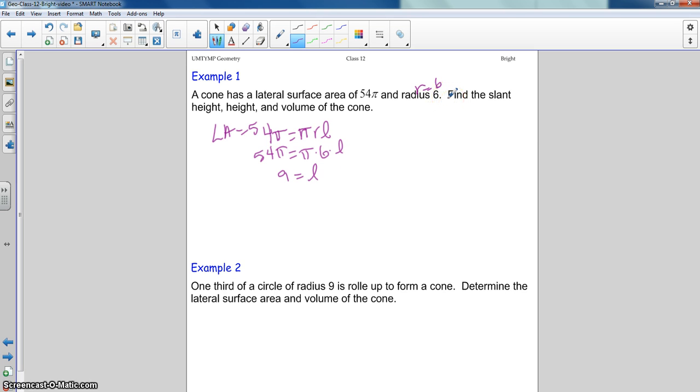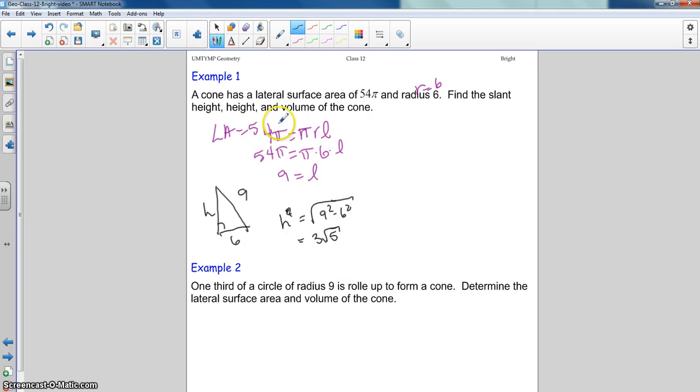Okay, and then it said find the slant height, the height, and the volume of the cone. So we found the slant height, so now I want to find the height of the cone. In my previous diagram, I know that the slant height is 9, the radius is 6, and I want to determine the height. Well, that's given by the Pythagorean Theorem, so height is going to equal the square root of 9 squared minus 6 squared. And so this ends up being square root of 45, or we can reduce this to 3 square root 5. Again, make sure that you pause the video and check these calculations on your own.